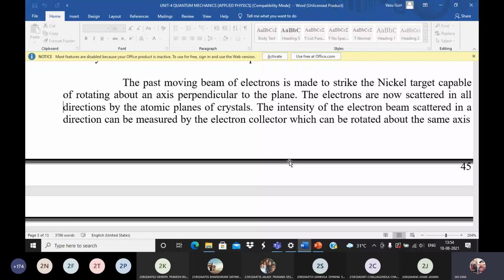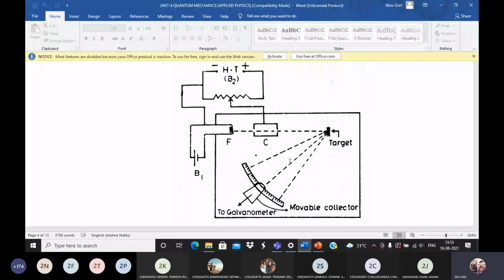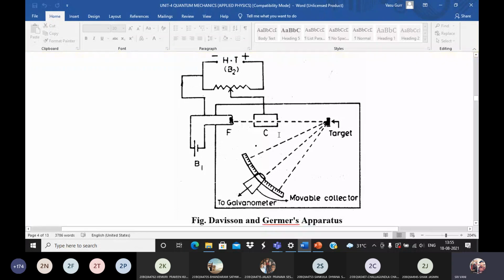So, in the diagram itself. Are you able to see the circuit? Is it visible? Yes, ma'am. Okay, good. So let us observe this one by one.